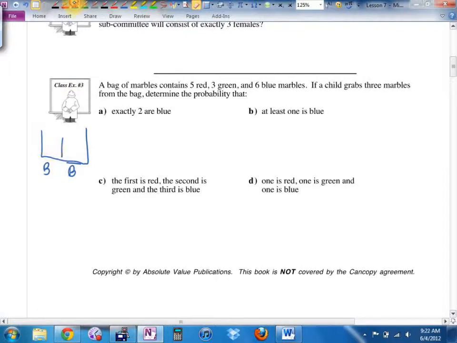How many blue marbles are there in the bag? 6. How many non-blues? 8. How many blues do we want to choose? 2. Good gosh, Mr. Dueck. Your math is way off today.